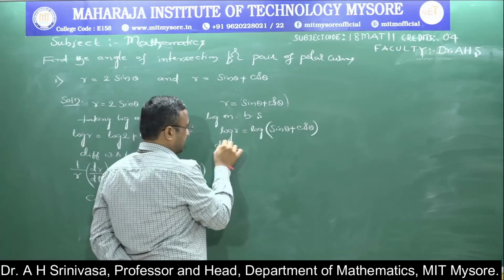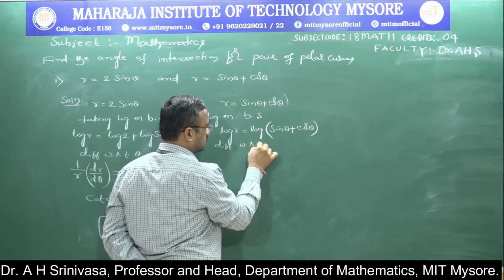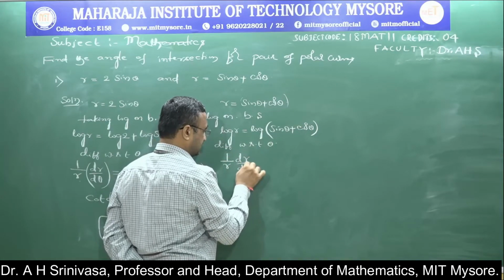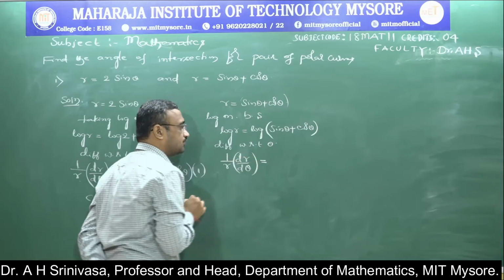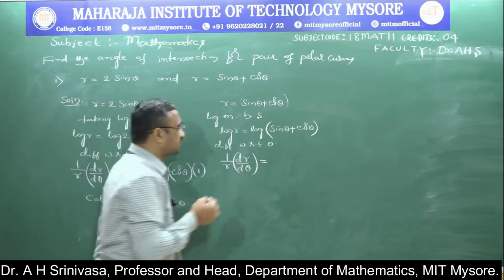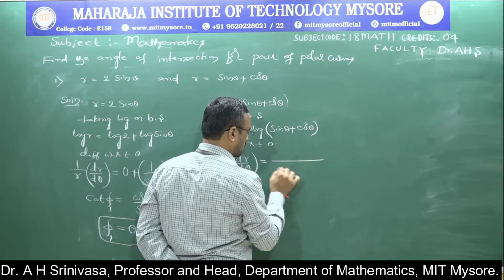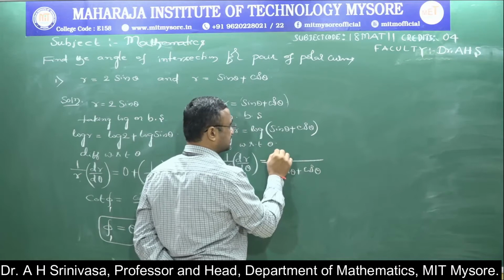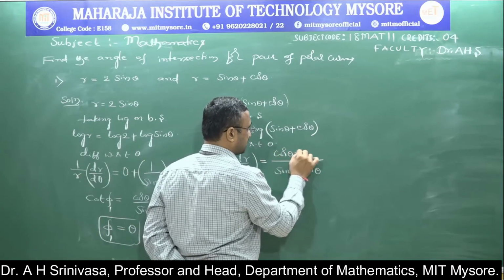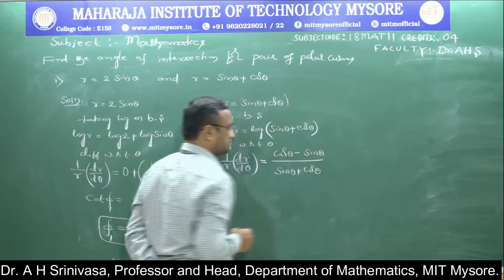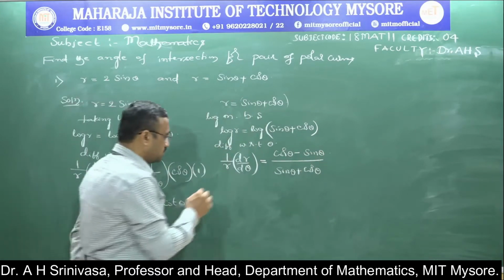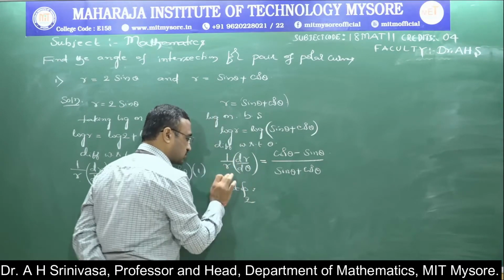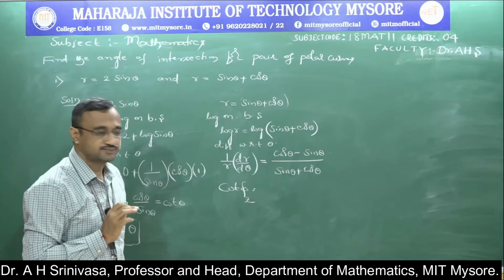Then you differentiate with respect to theta. 1 by r dr by d theta should be equal to, as usual, you differentiate the log function, it becomes 1 divided by sin theta plus cos theta. Then the differentiation of this function becomes cos theta minus sin theta. Call this cot phi 2, the angle for the second curve.